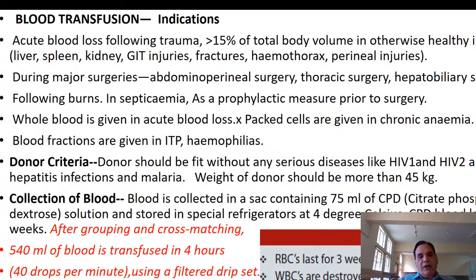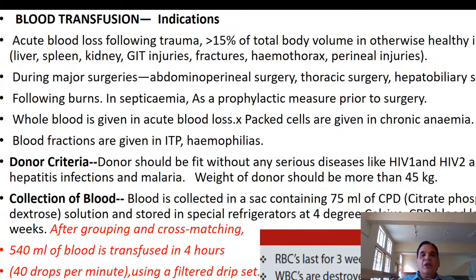So what are the indications of blood transfusion? This was the question. Ideal indications are acute blood loss following trauma, mainly whenever the blood loss is more than 50% of total body volume and in otherwise healthy individuals. Most common indications are in surgery, liver, spleen, kidney trauma, perineal injuries, and major fractures, where blood loss can be more than 1500 to 2000 ml, that means 2 liters, mainly in fracture pelvis and fracture of the femur.